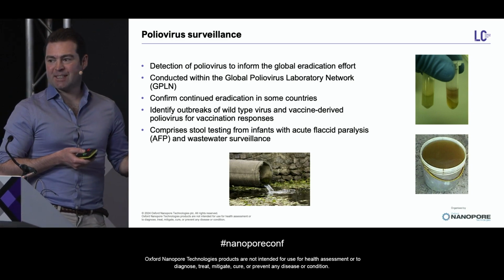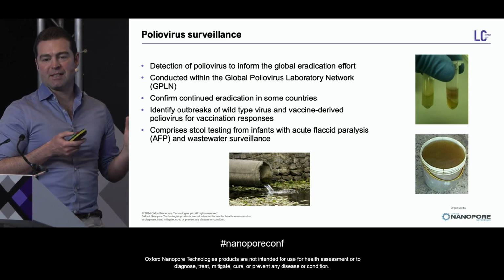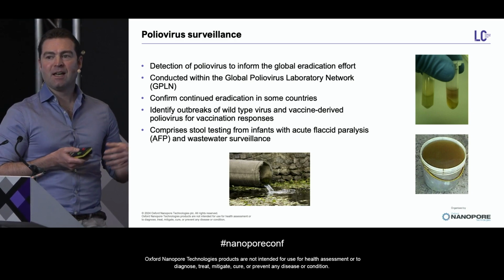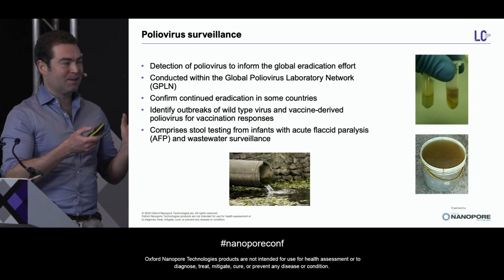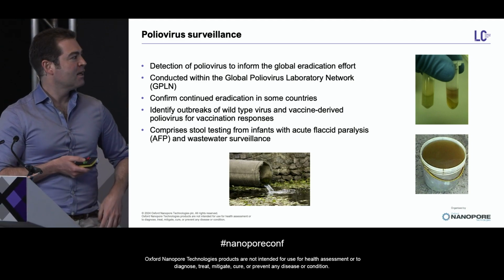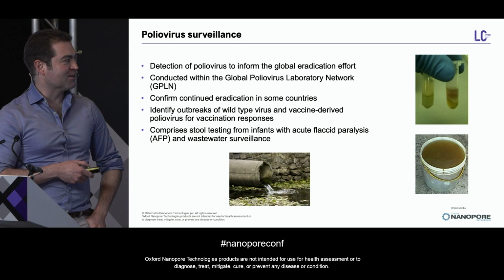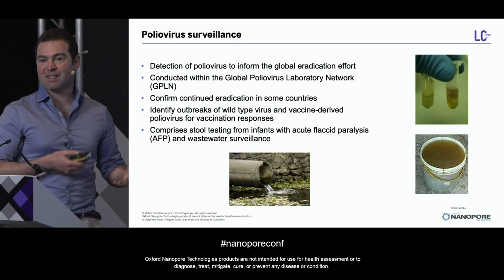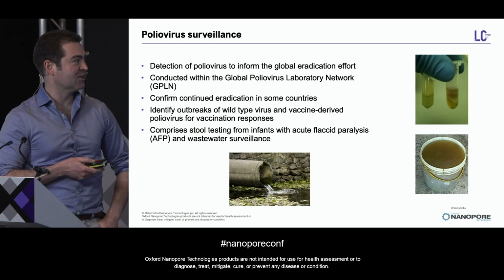The forms of testing, typically we have testing of stool samples, so cases with acute flaccid paralysis. Those children will provide a couple of stool samples which are tested in these labs, and also increasingly environmental surveillance, so looking at wastewater, because that's a good way of getting an idea if there's silent circulation in the population.